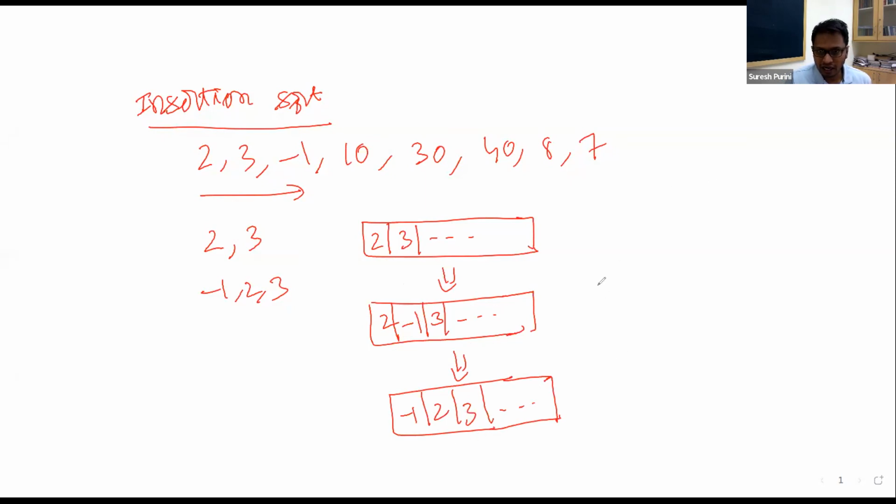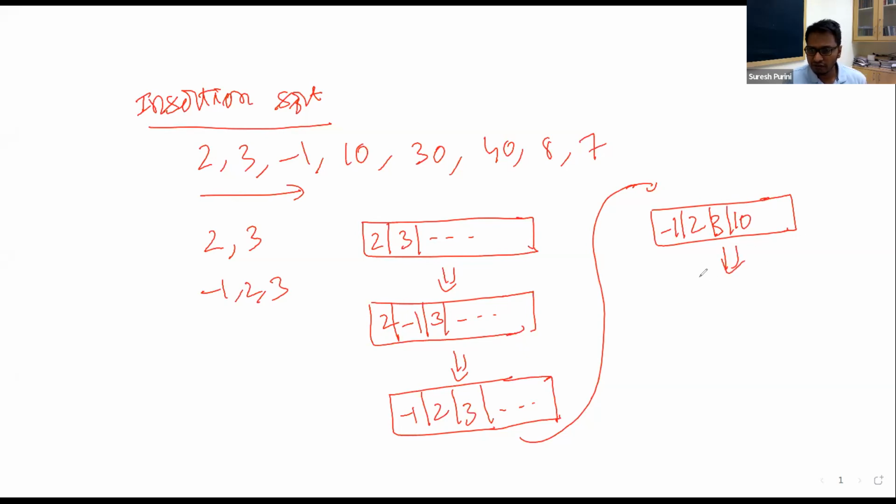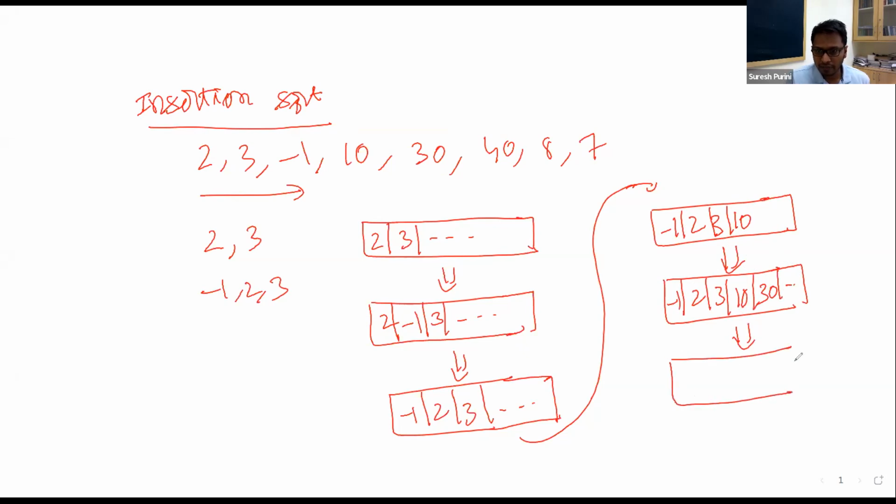So you will start from here, and the list will look like this: -1, 2, 3, 10. And then when we read 30 and then 40 also, we are doing good, no problem: -1, 2, 3, 10, 30, 40. And then when we read 8, this is when the challenge comes.